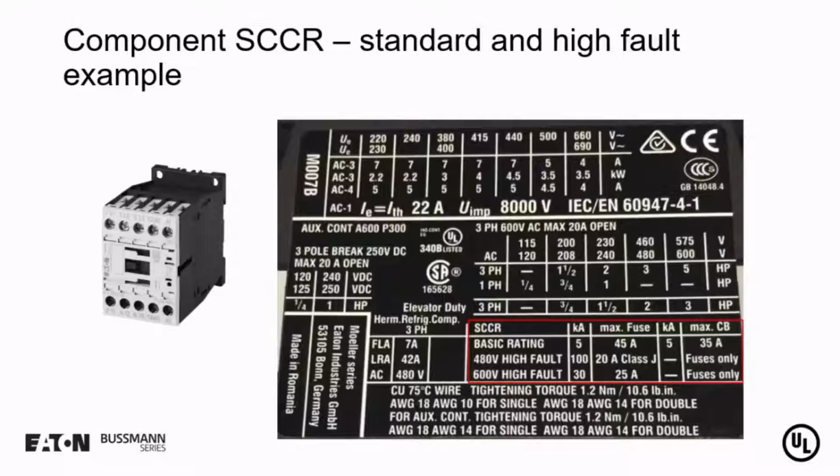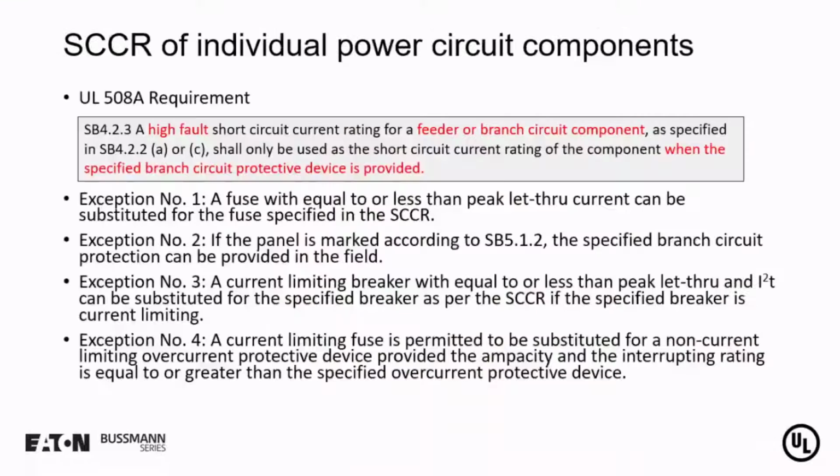Whenever you specify a fuse, you have to specify the class of fuse, because the class can determine the current limiting nature or ability of the fuse. Class J fuses happen to be much more current limiting than class R fuses, for instance. And now I'll pass it back, I think, to John.